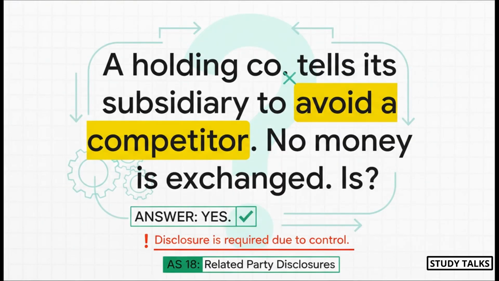All right, let's wrap this up with one final question to really lock in the concept. A holding company tells its subsidiary to stop dealing with a competitor. There's no invoice, no payment, nothing. Is any disclosure needed? And the answer is a big yes. You still have to disclose the control relationship between the holding company and the subsidiary.